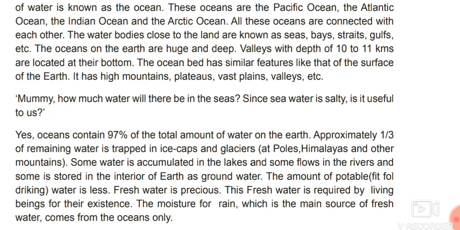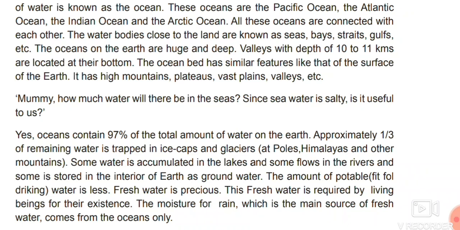Approximately one third of remaining water is trapped in ice caps and glaciers. Out of which one third water कहाँ पे trapped यानी कि रह जाता है? Ice caps and glaciers यानी कि in the pole area or on the top of mountain area. If we talk about India, the glaciers are found on Himalayas. Some water is accumulated in the lakes and some flows in the river and some is stored in interior of the earth as groundwater.